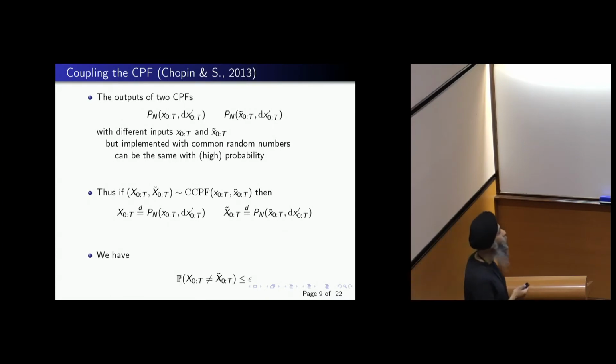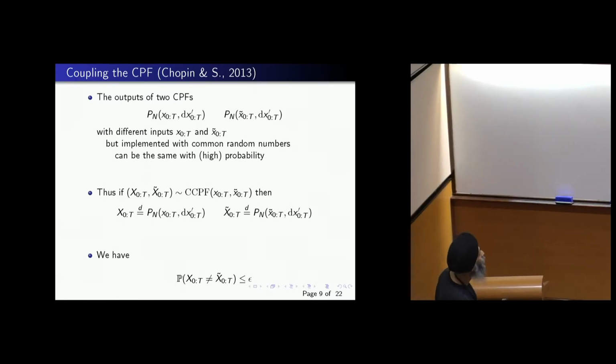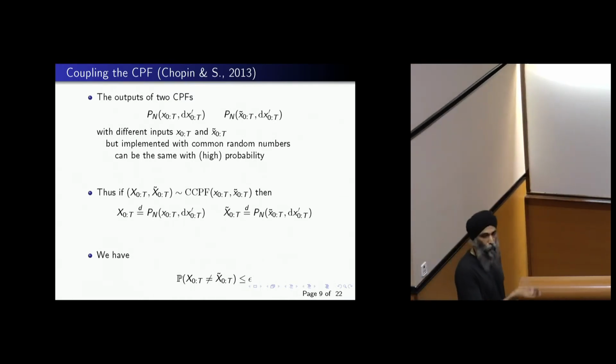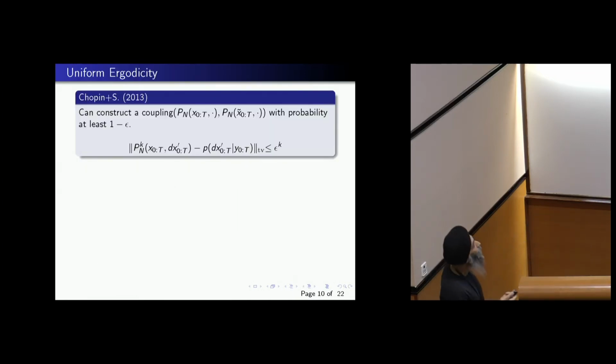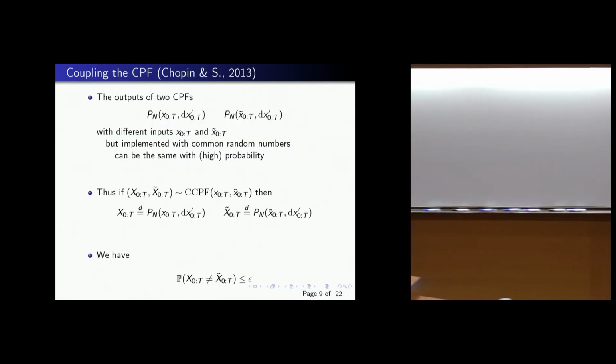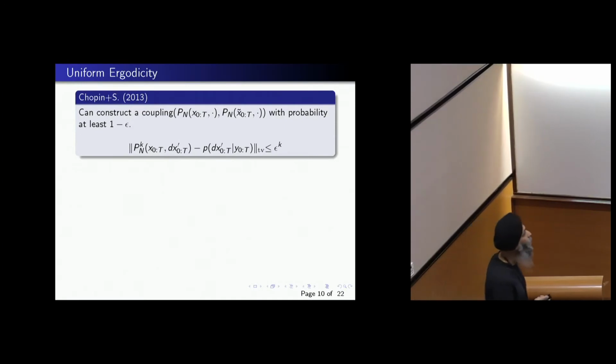After each output of the coupled conditional particle filter, you have some probability of coupling. Once you couple, you stay coupled. So the probability that the two outputs are not the same is less than some number epsilon. It is established in this early work that the coupling probability, which is 1 minus epsilon, can be made as close to 1 as possible by increasing the number of particles you invest in the conditional particle filter. So that's a good point.